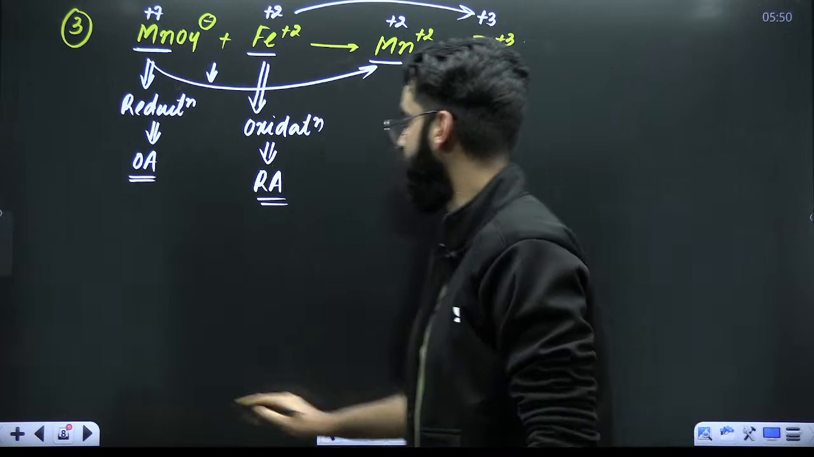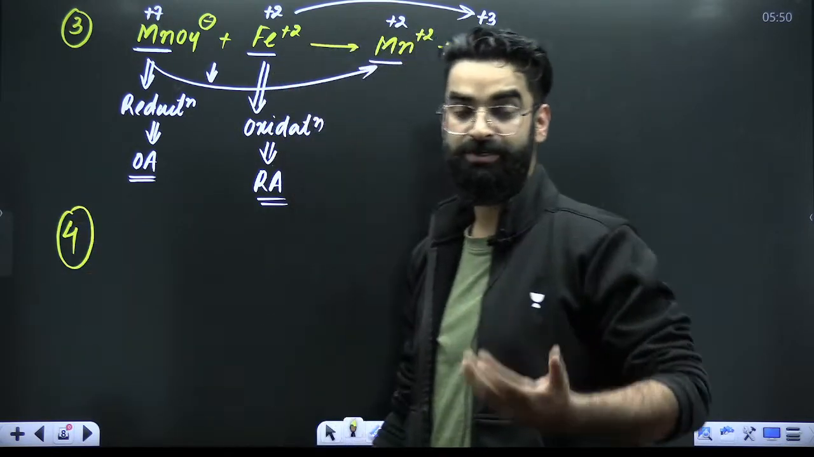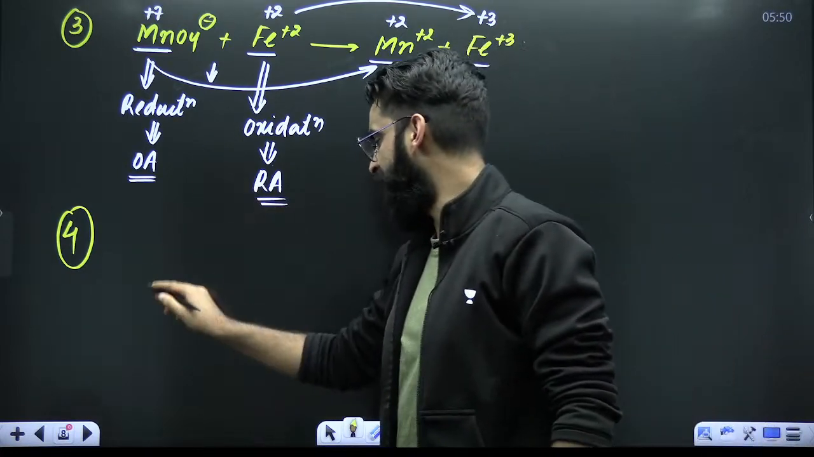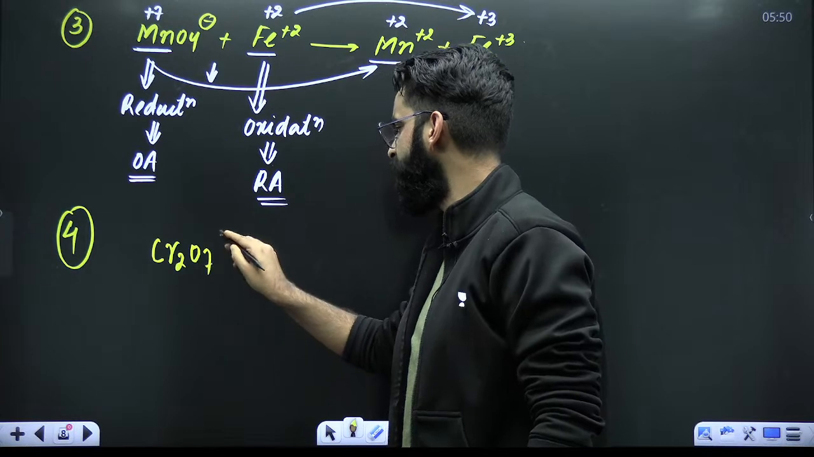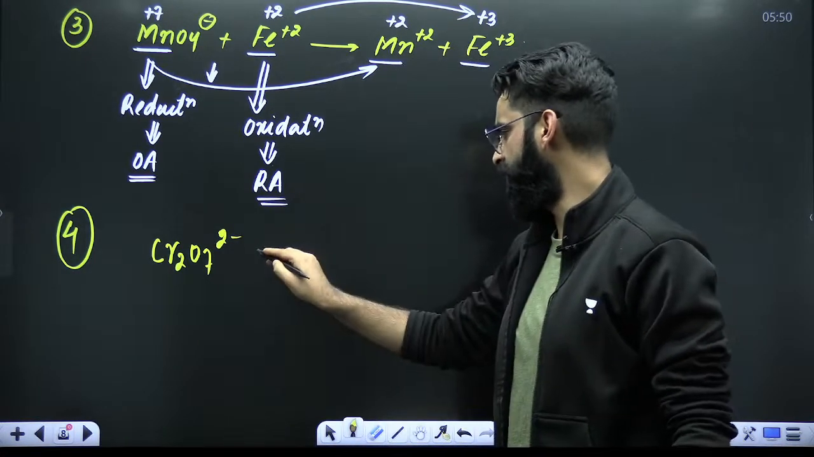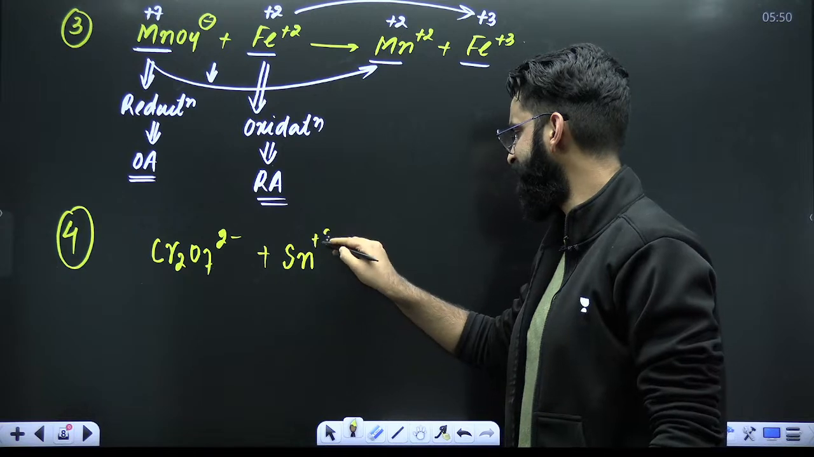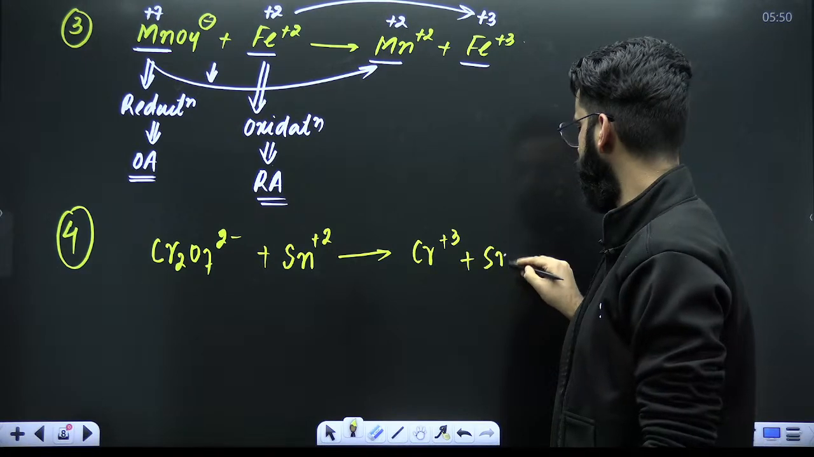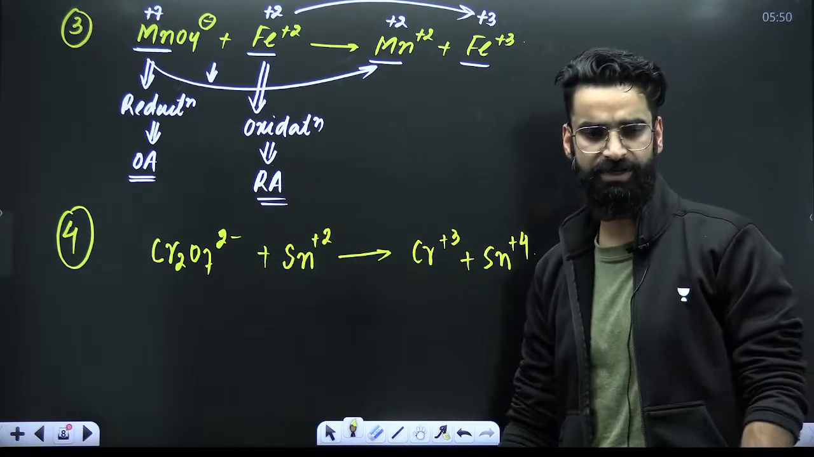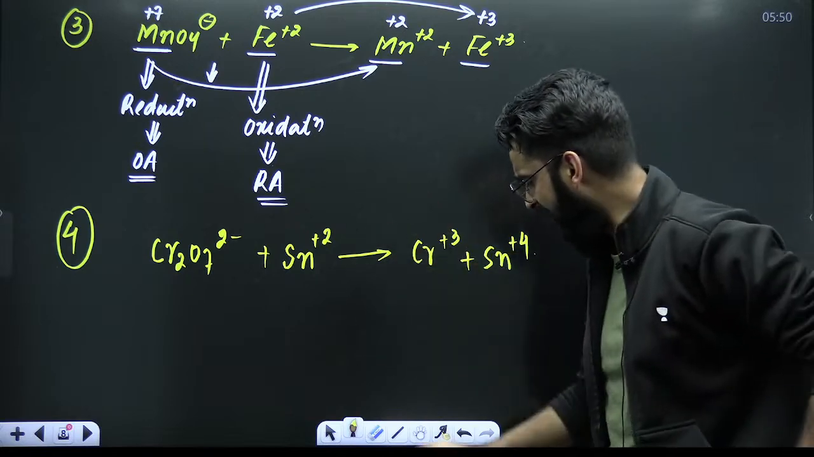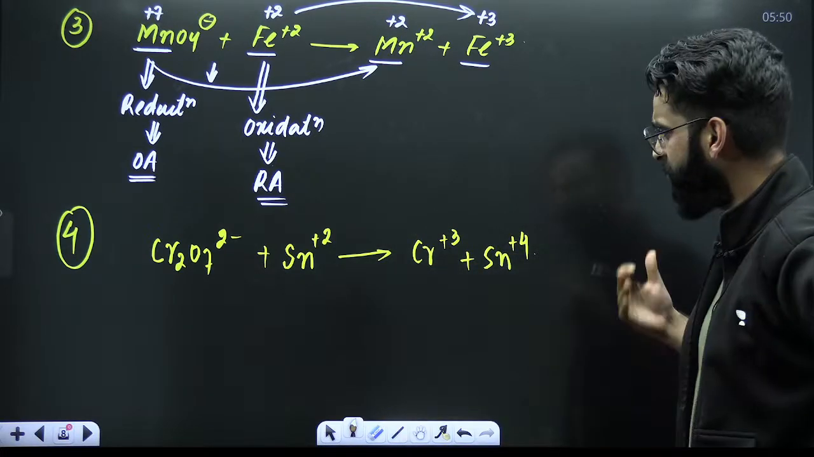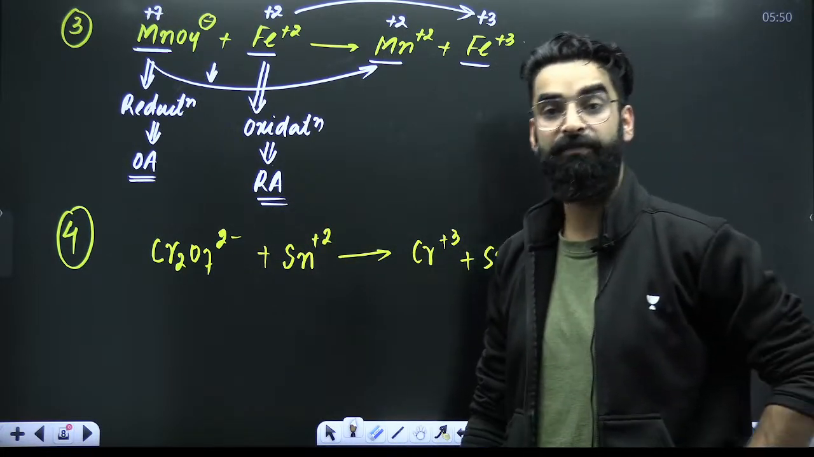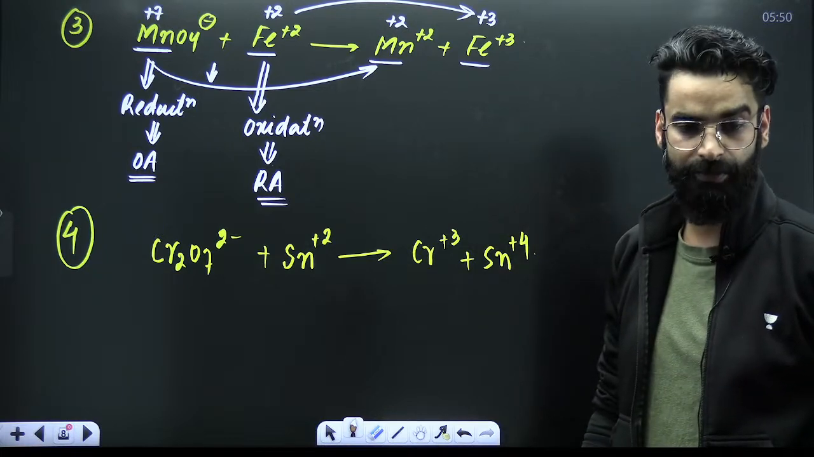One last example let me give you so that I'll get that satisfaction. You got to know how to identify the oxidizing and reducing agent. One last example with this. Let's say I'm writing the reaction like this. Cr2O7 di negative plus Sn di positive. Let's say it gives chromium tri positive plus Sn plus 4. This is the reaction which I mentioned over here. Now, my dear students, I would want you guys to check which reactant among the two is going to be the oxidizing agent and which one is going to be the reducing agent. How exactly you guys are going to check?